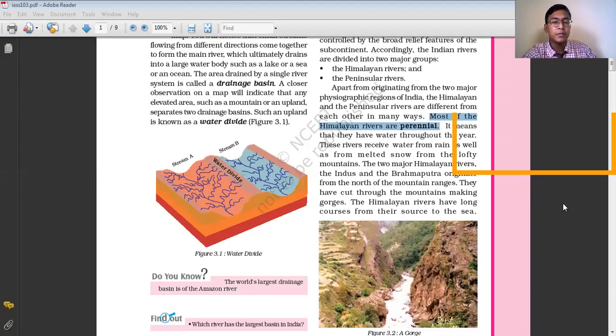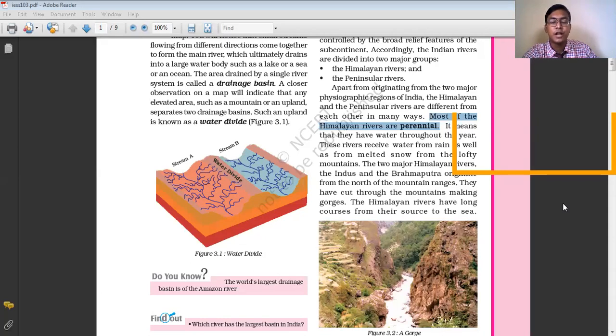But the Indus and the Brahmaputra have their origin in the northern part of the Himalayas, that is on the other side of the Himalayas, in the Tibetan region, near Lake Mansarovar. Near Lake Mansarovar in Tibet, both the river Indus and the river Brahmaputra have their origin. The river Indus, after originating near Lake Mansarovar, flows towards the western side, enters India through the Ladakh region, and after flowing through the Kashmir region, enters Pakistan.